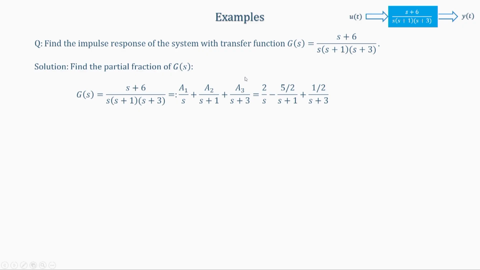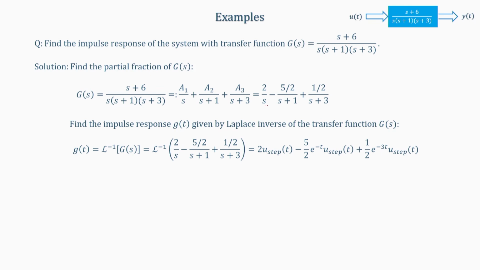Now, why are we finding the partial fraction? Because once we find the partial fraction, you just have to do a Laplace inverse on these terms. The Laplace inverse can be distributed over this because the Laplace inverse also satisfies superposition. So, now the Laplace inverse of 2 by s, minus the Laplace inverse of (5/2) by (s plus 1), then plus the Laplace inverse of half of (s plus 3).